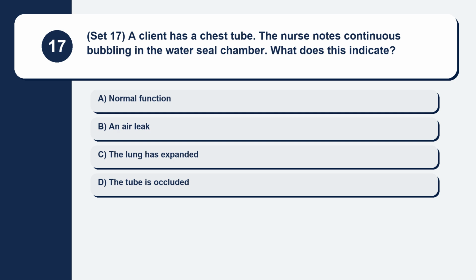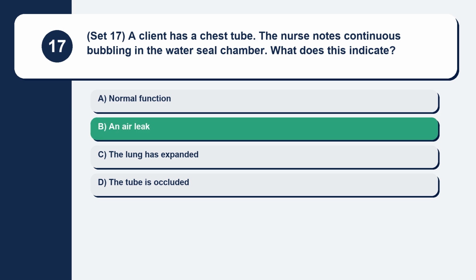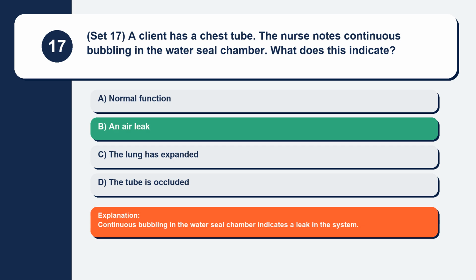Question 17. Set 17. A client has a chest tube. The nurse notes continuous bubbling in the water seal chamber. What does this indicate? Normal function, an air leak, the lung has expanded, the tube is occluded. Continuous bubbling in the water seal chamber indicates a leak in the system.